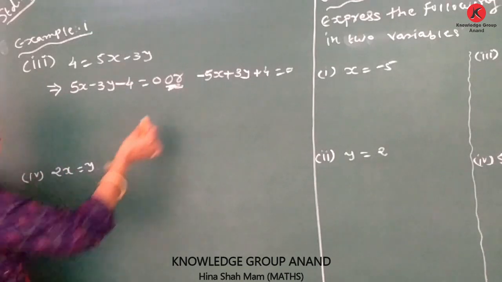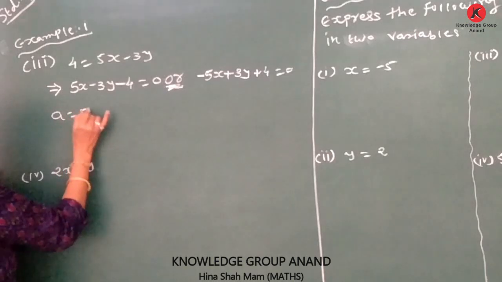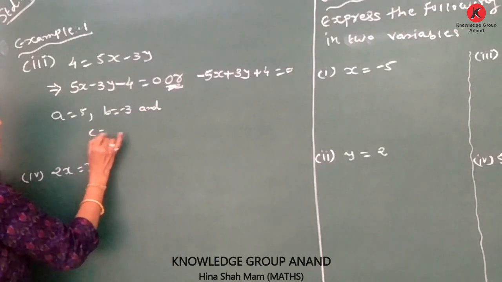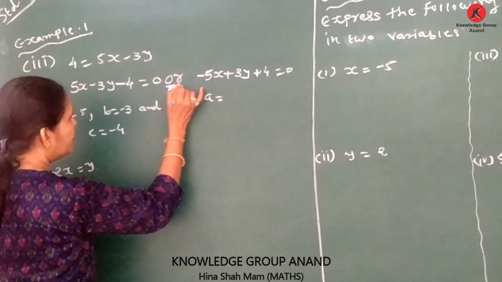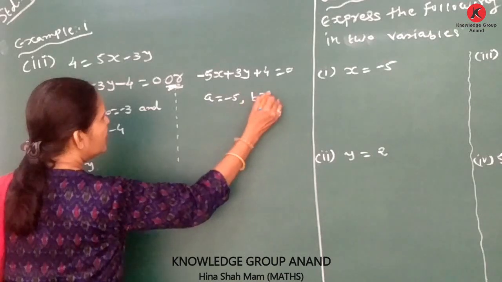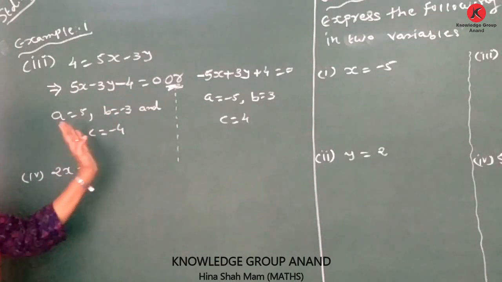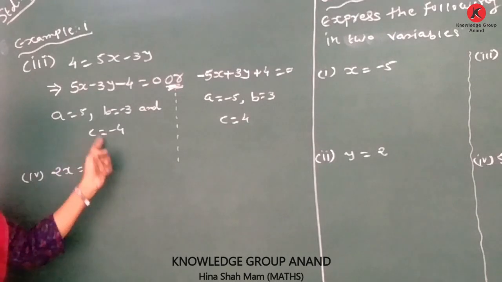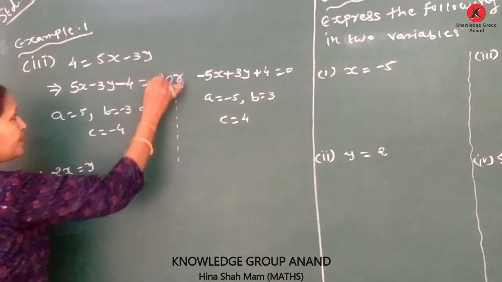I write also these types. Here a is equal to 5, b equals to minus 3 and c is equal to minus 4. Or here a equals to minus 5, b is equal to 3 and c is equal to 4, the opposite values of these. Here a is equal to 5, then minus 5; b is equal to minus 3, then 3; and c is equal to minus 4, then 4. Both are equal.